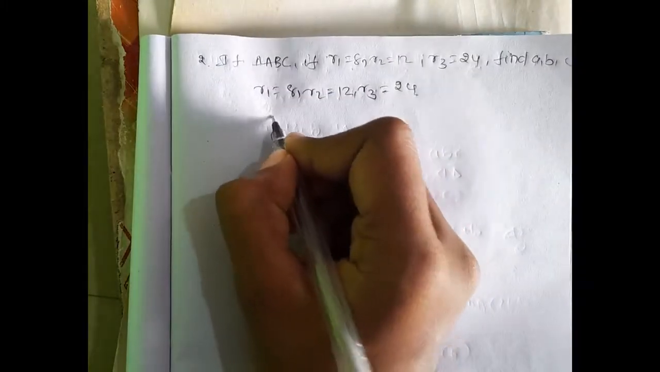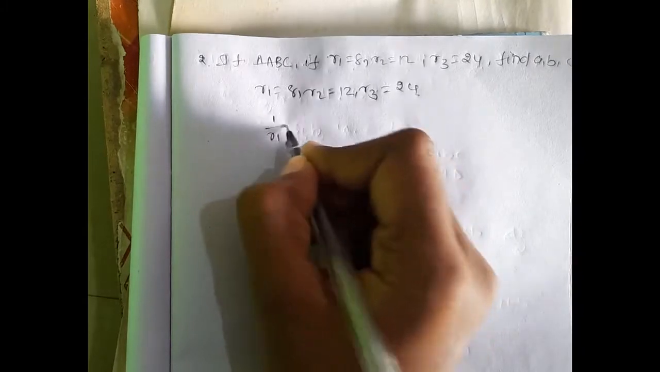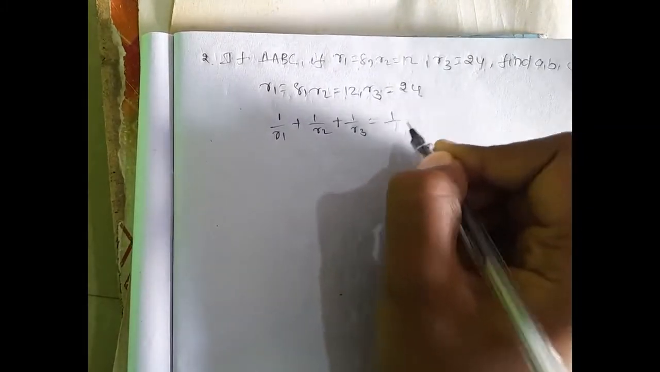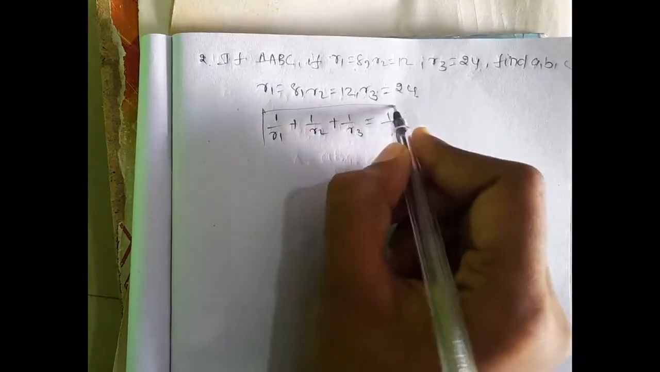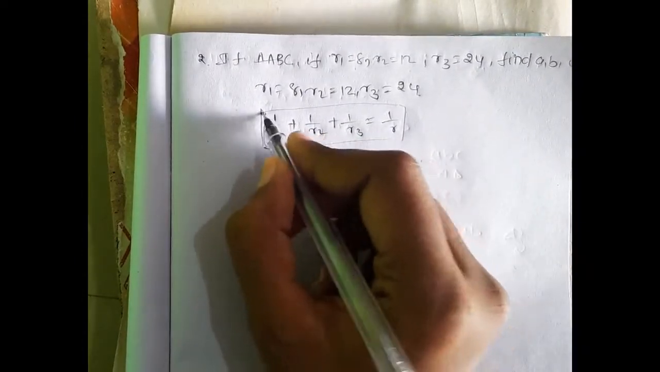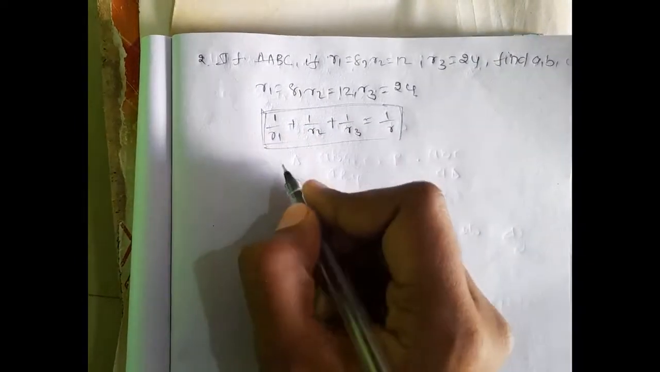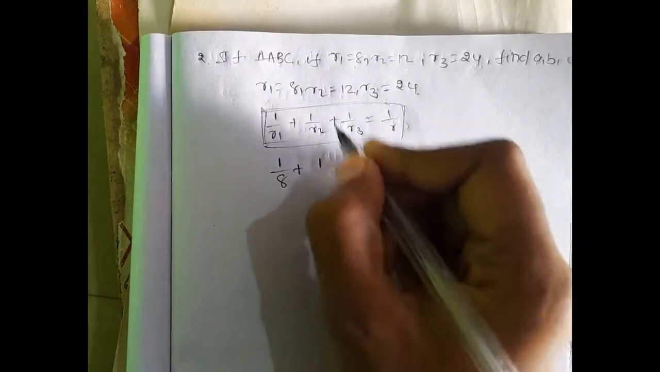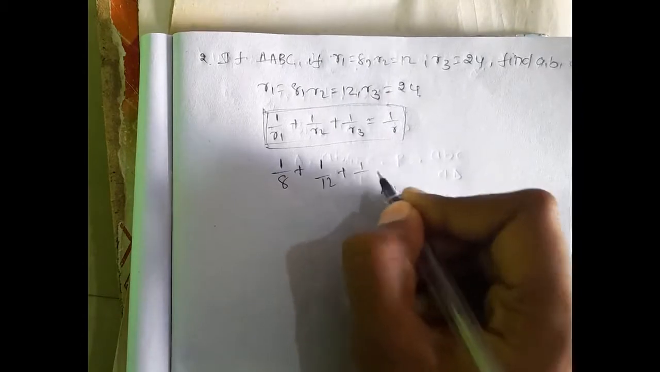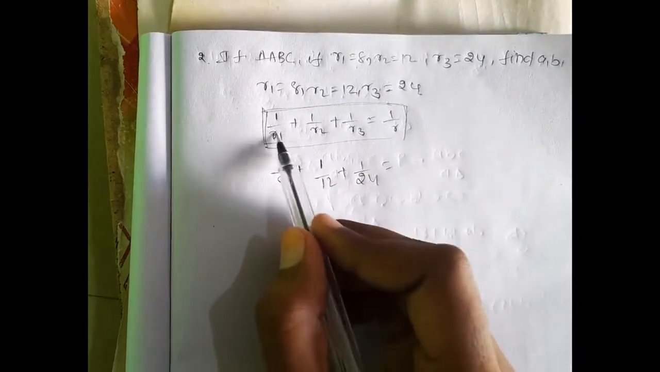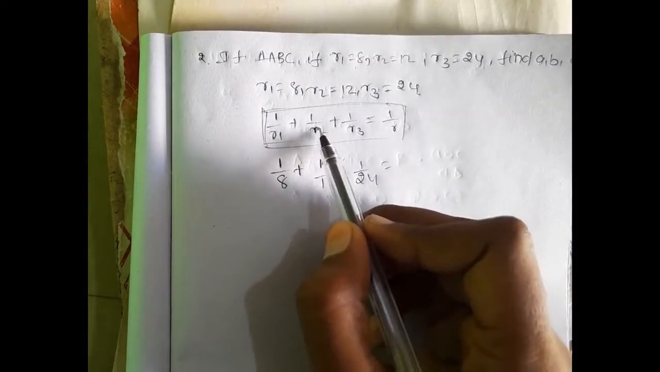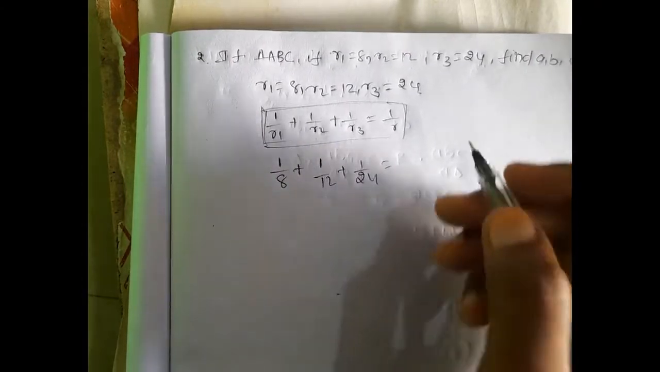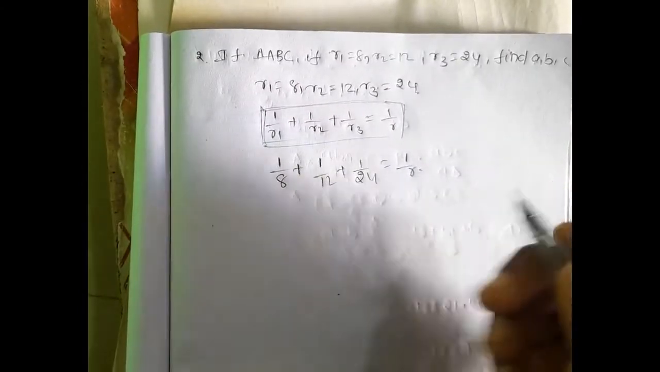Now, we know a property that 1 by R1 plus 1 by R2 plus 1 by R3 equals 1 by R. This is the formula, so try to remember this. So 1 by 8 plus 1 by 12 plus 1 by 24 equals 1 by R. This can also be proved by the formulas of R1 as delta by s minus a, delta by s minus b, and so on.